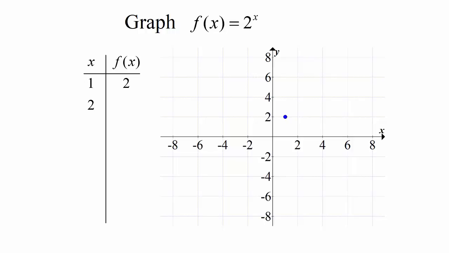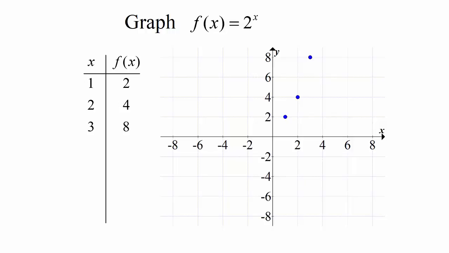Pick out another number for x. Plug it in. 2 raised to the 2 power would be 4. Here's the dot 2, 4. 3. 2 raised to the 3 power is 8. Here's the dot 3, 8.